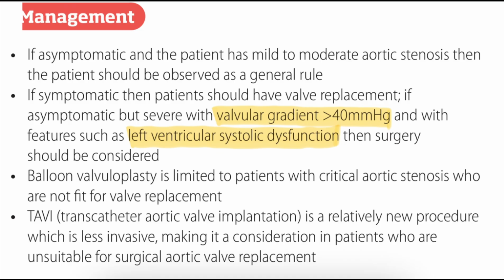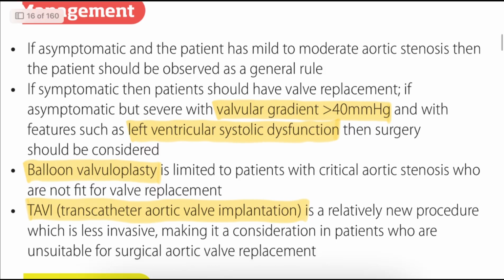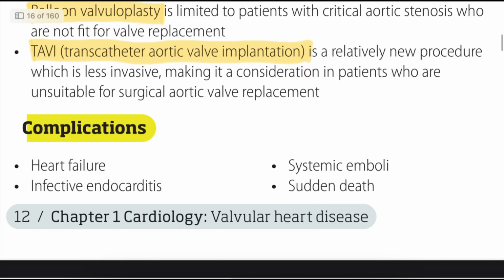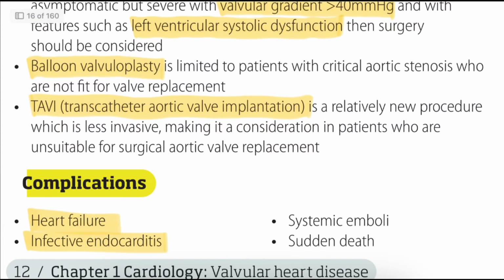In treatment, in mild cases, we have to do follow-up. In severe symptomatic patients, we have to do aortic valve replacement. The main options will be surgical aortic valve replacement, or we have to go with TAVI, transcatheter aortic valve implantation or replacement. Or you can go with balloon valvuloplasty, which is limited to patients with critical aortic stenosis who are not fit for valve replacement. Okay, and we can see some complications. The same complications as with every murmur: heart failure, infective endocarditis, systemic emboli, and sudden death.